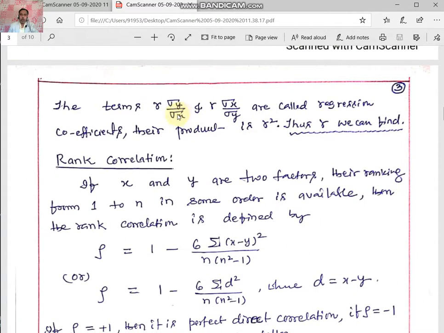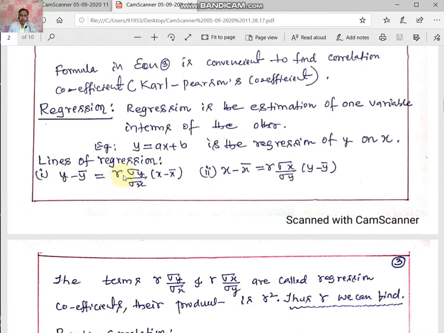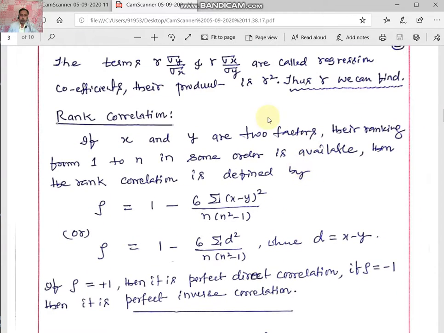The terms r into sigma y by sigma x and r into sigma x by sigma y are written here. You can observe r into sigma y by sigma x is the coefficient of x, and in this equation r sigma x by sigma y is the coefficient of y. These are called regression coefficients and their product is always r square. Thus, r, the correlation coefficient, we can find if these coefficient values are known from the lines of regression.